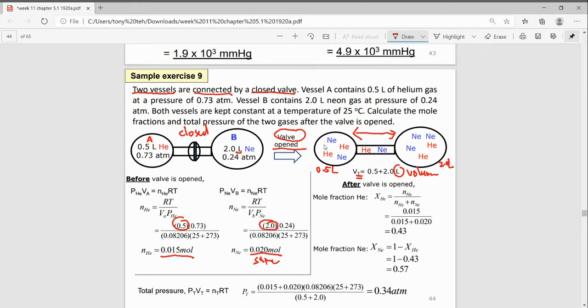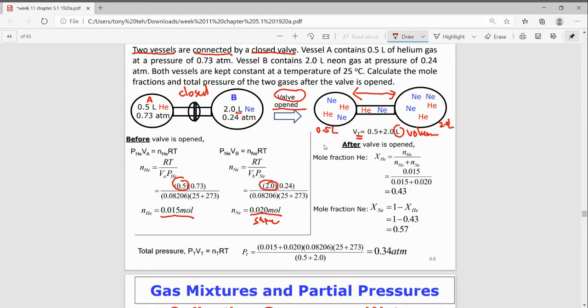Then, since the question asks for mole fraction, we calculate mole fraction using the formula. And then we need to find the total pressure after the valve is open. So we use total volume because the valve is open. And remember, the moles remain the same, meaning these two added up will still be the same.